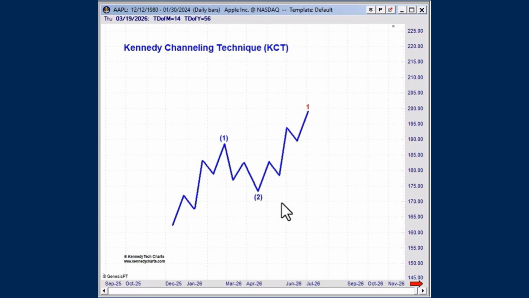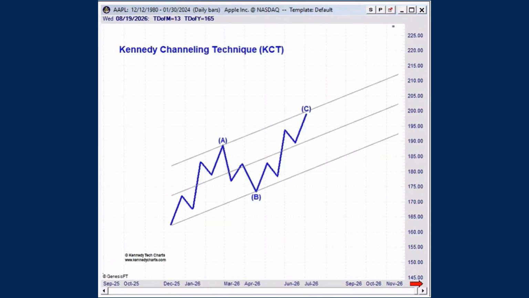Now, if this is the correct count, what we can expect price-wise is for prices to come down in red wave 2, and then we would see a very significant advance to the upside in wave 3 of 3. Totally logical. Well, let's look at it from a different perspective.